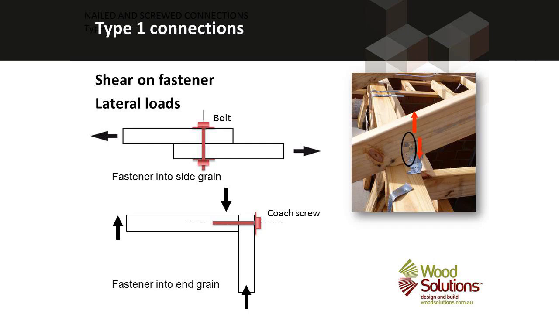In the top right-hand picture, we see a connection between a rafter and a top plate, which makes use of a thin piece of metal. The nails that are driven through the thin piece of metal carry the uplift load out of the rafter into that thin piece of metal using shear. That is also a Type 1 connection.